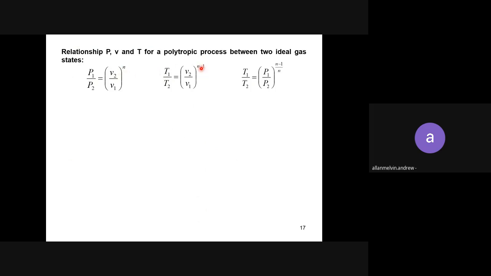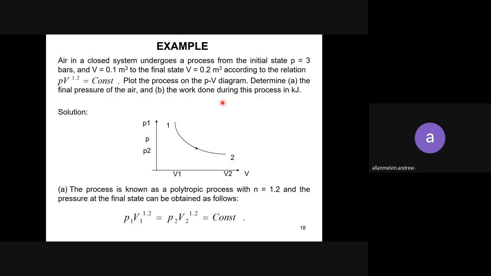So n, so here n minus 1. So T1 over T2 equals to P1 over P2. So you can choose either one. Okay, we will see in the example after this how you can choose this. Okay, so we'll see the example.